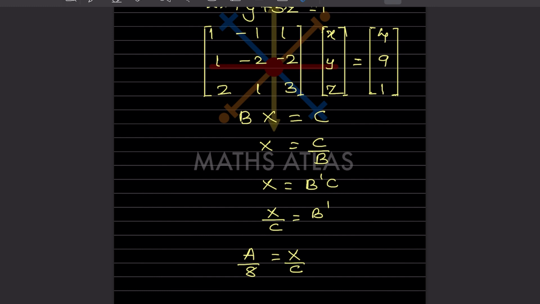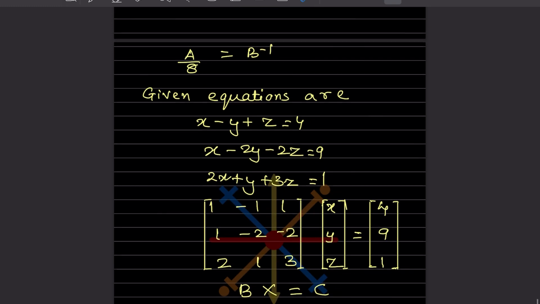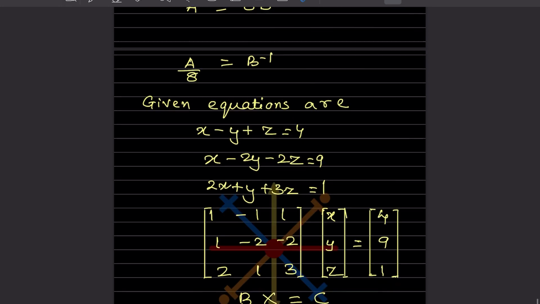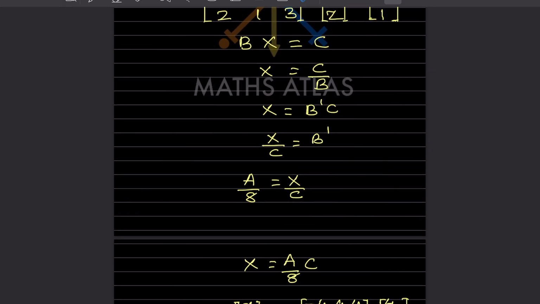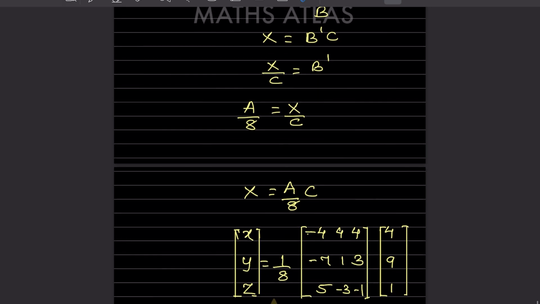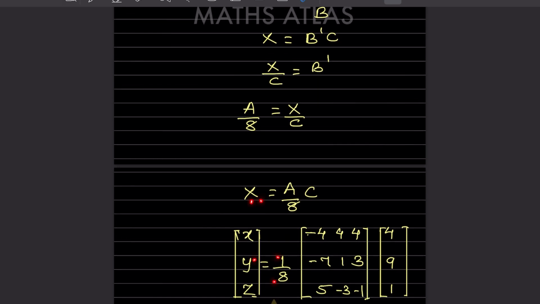So what we got here, X equals B inverse C, and B inverse we already got over here. B inverse is A by 8. So in place of B inverse, we wrote A by 8. Anyways, you can write it either way, or you can also put one step over here. X equals A by 8 C, because B inverse is this one, right? So X will be what? This C will go over here. So can you see here? That is A by 8 C.